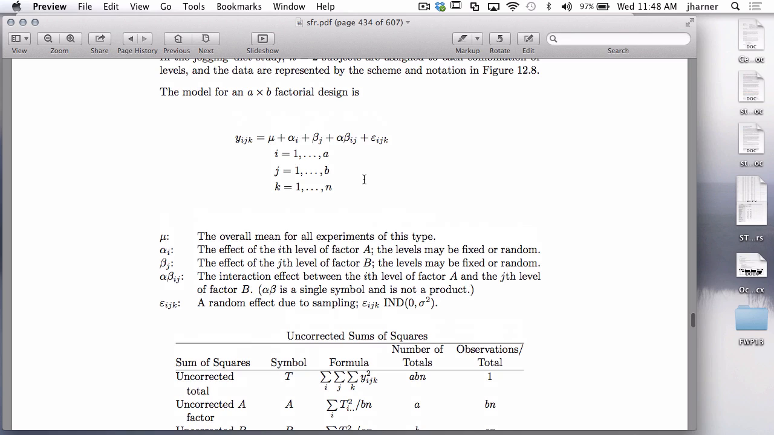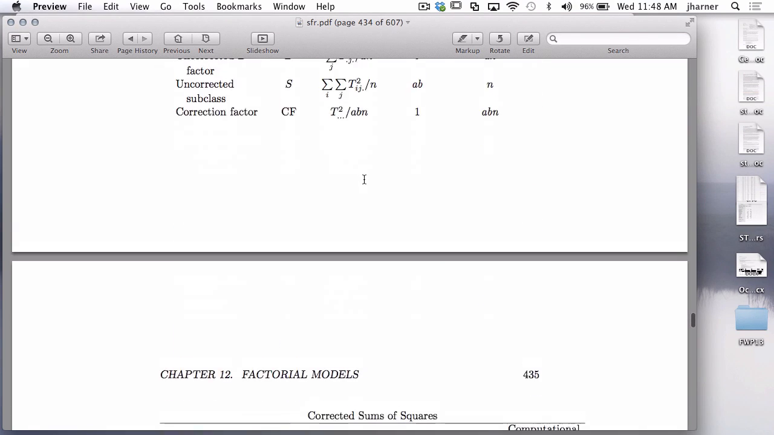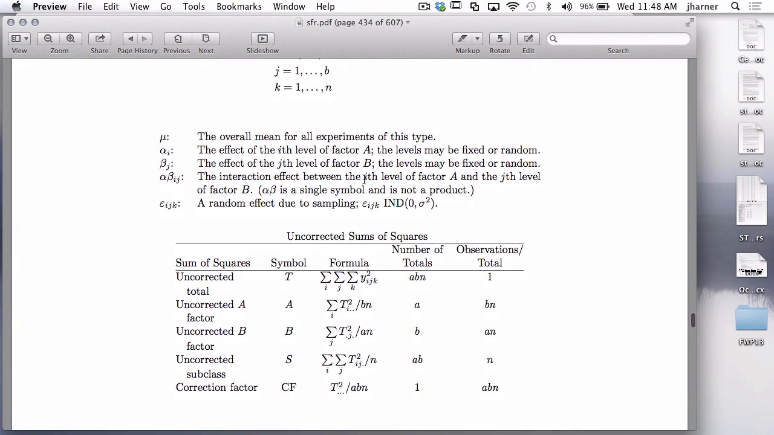So this is our model: mu plus alpha sub i plus beta sub j plus alpha beta ij, where alpha beta ij is the interaction. That's not alpha times beta. That's a symbol representing the interaction. And notice that I have k equals 1 to n in each of the cells. And so in that sense, we have balance, but I could have k equals 1 to n sub ij. In other words, in the ith row, jth column, I could have a different number of observations than in another cell.